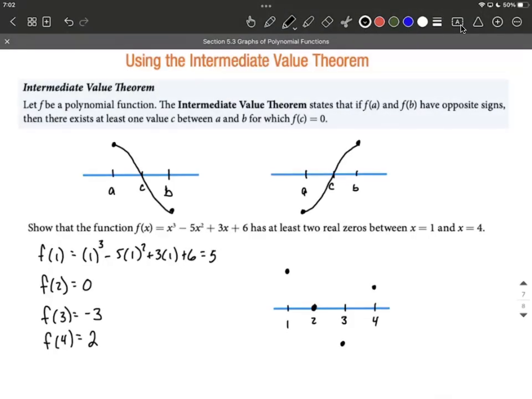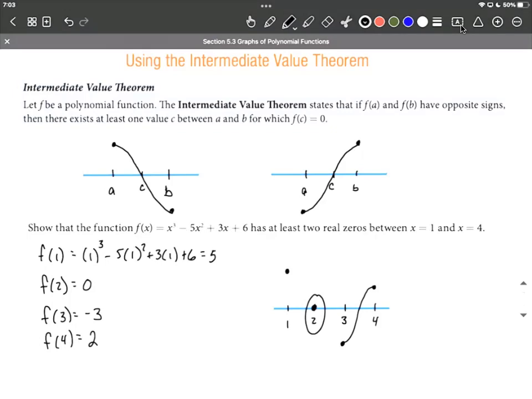So to show that this definitely has at least 2 zeros between 1 and 4, we can pinpoint one of them right here at 2. Then you have to ask yourself, how can we show where the other one is? How do we know there's at least one more? Well, this comes between 3 and 4. Connecting these 2 points is going to require some sort of crossing of the x-axis, or we can say by the intermediate value theorem, there has to exist at least one real 0 between 3 and 4.